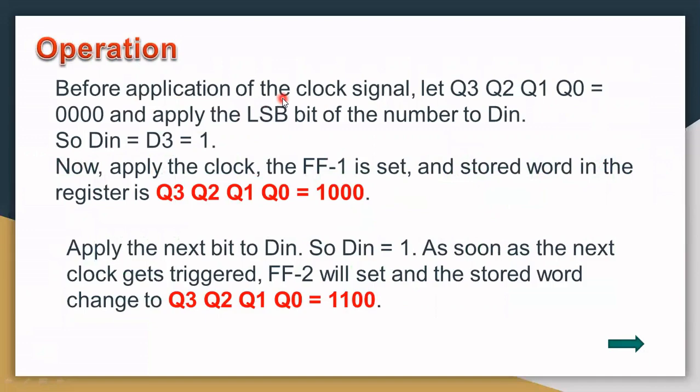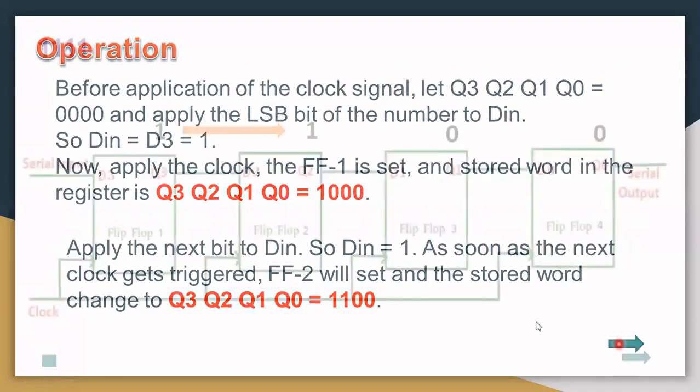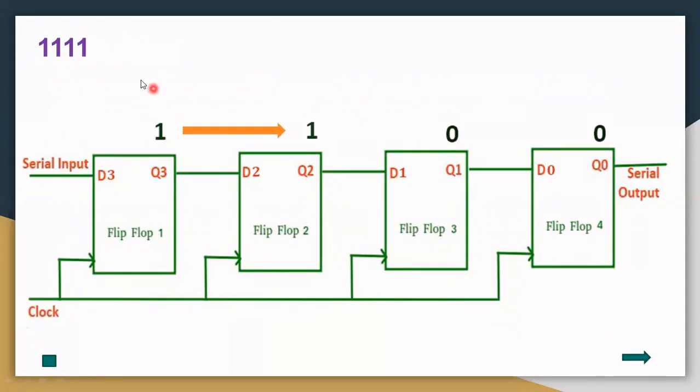So before applying the clock signal, Q3, Q2, Q1, Q0 are zeros. Then after the first clock pulse, the output will be 0, 0, 0, 1. As soon as the next clock gets triggered, the output will change to 1, 1, 0, 0. Okay. Then the third clock pulse.